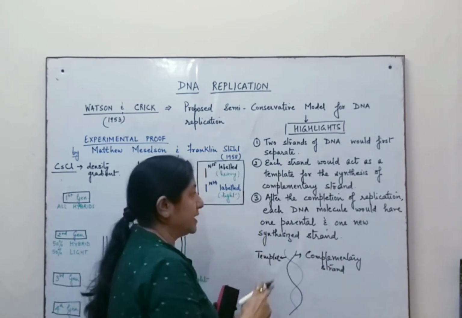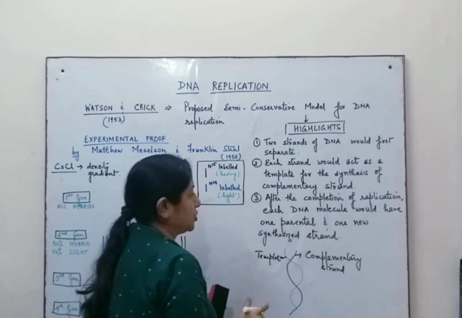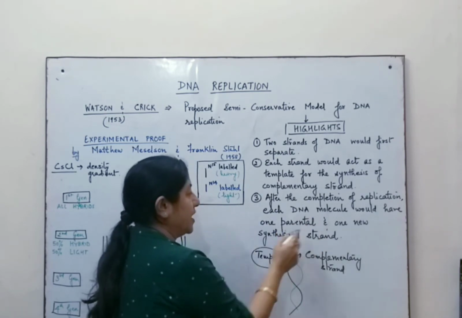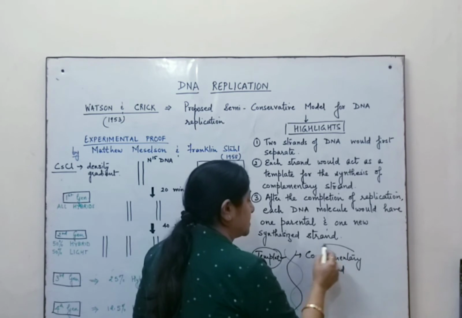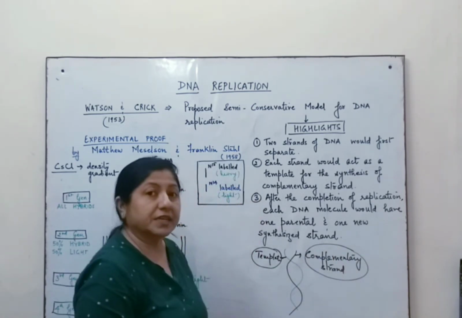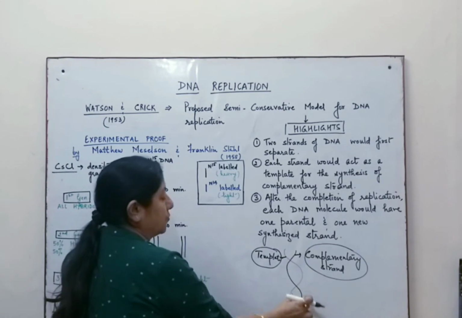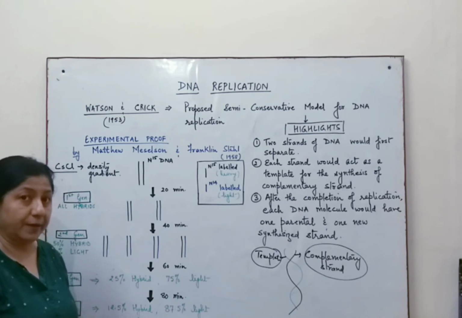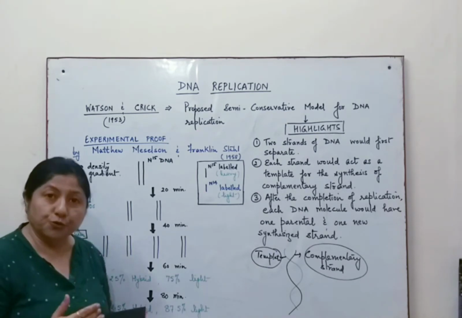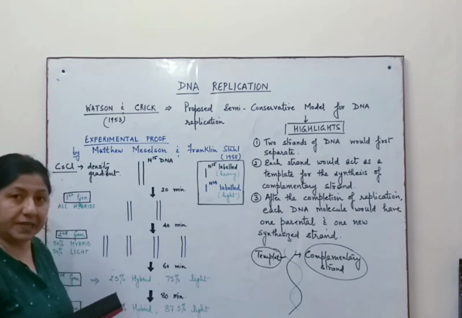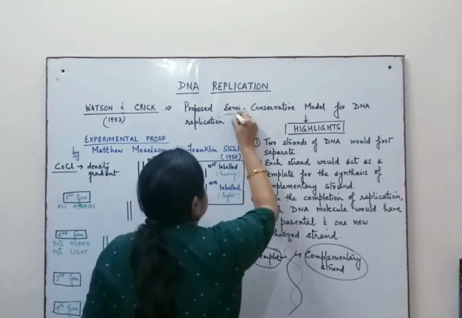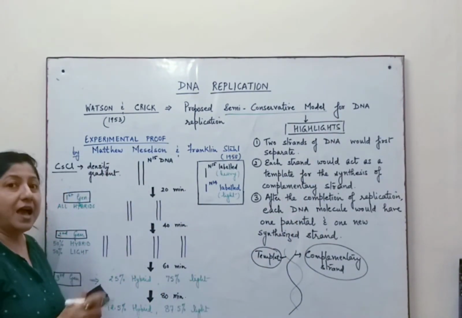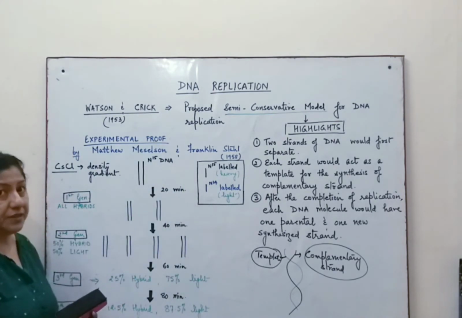The third point, they said, after the completion of the replication, each DNA would have the parental, that is the template, and one newly synthesized strand, that is the complementary strand, resulting in the passing of the genetic information. This was the model proposed by Watson and Crick. Now, the experimental proof for this semi-conservative mode of replication was given by Matthew Meselson and Franklin Stahl in 1958.